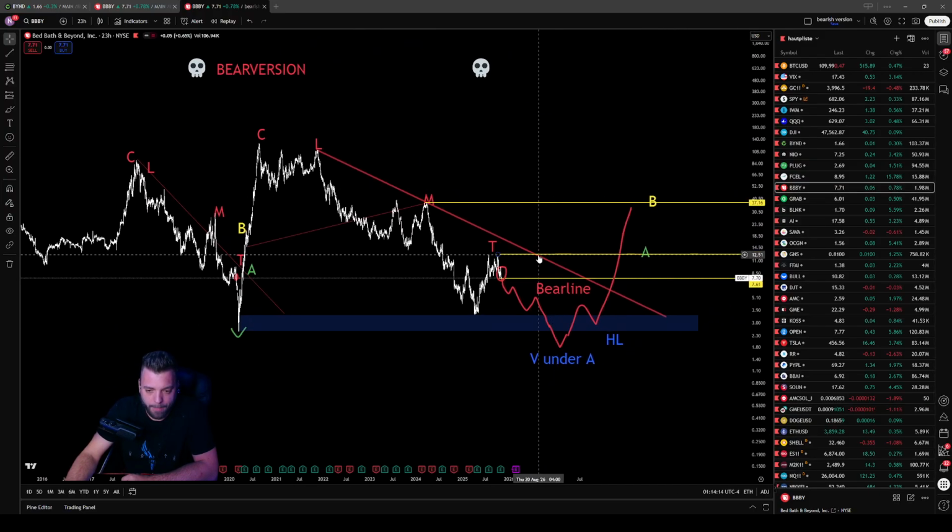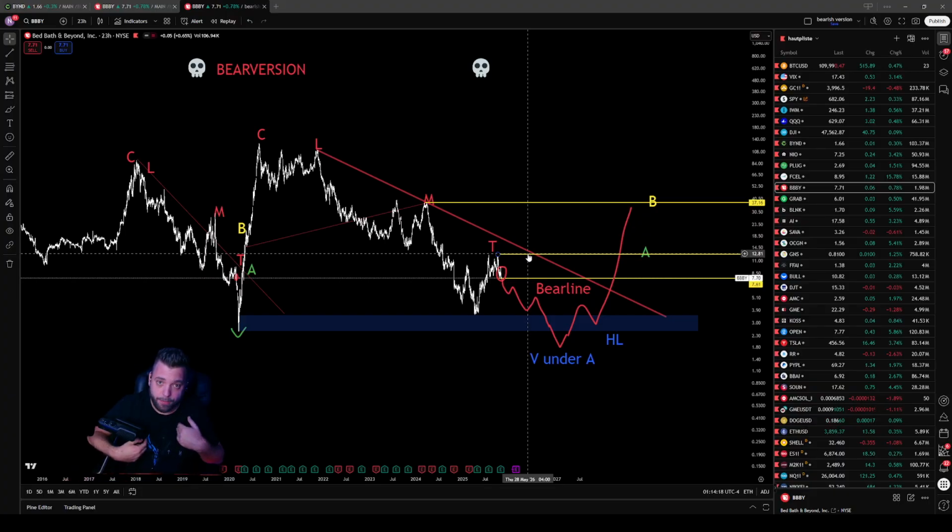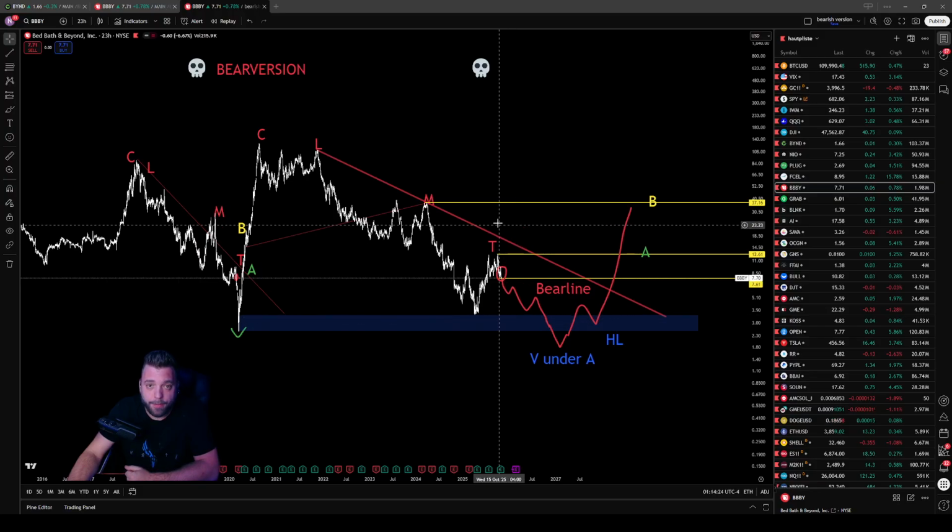So yeah, if we break over $12, perfect. I will be the first one saying I'm wrong, and the bullish tracking is taking over, but I still think we're going down.